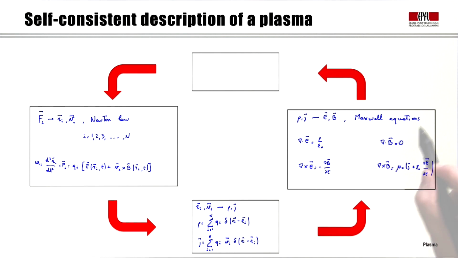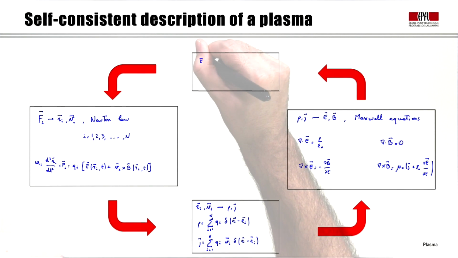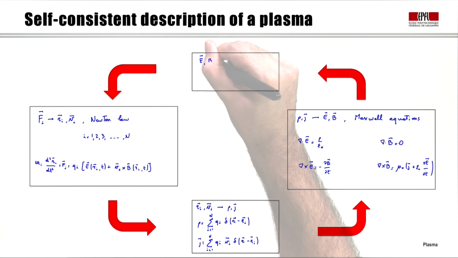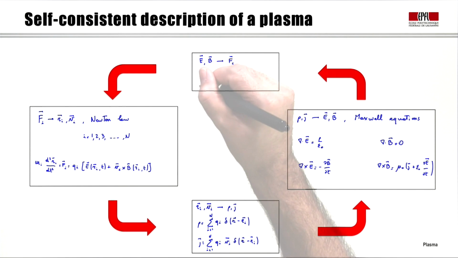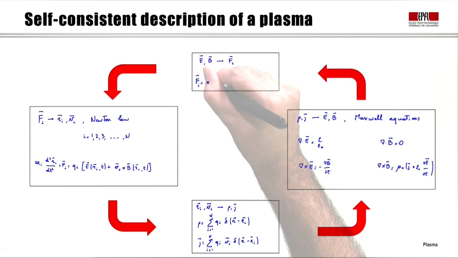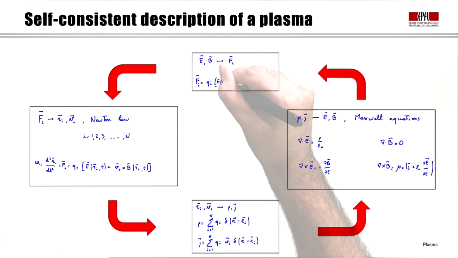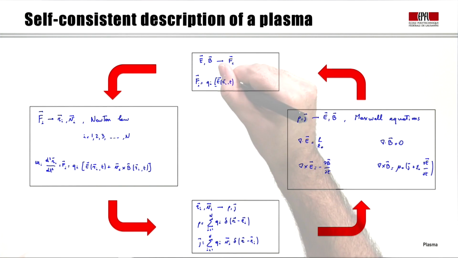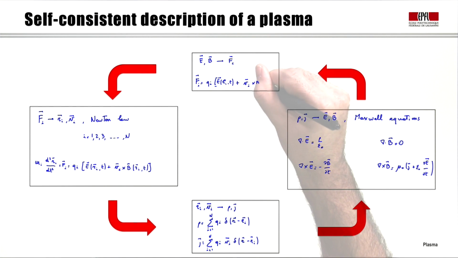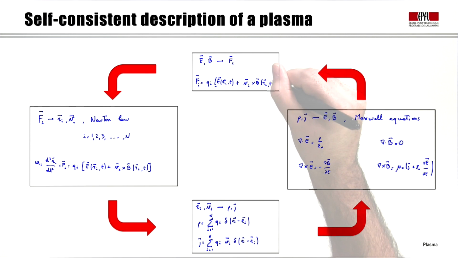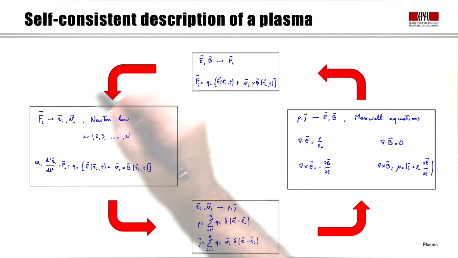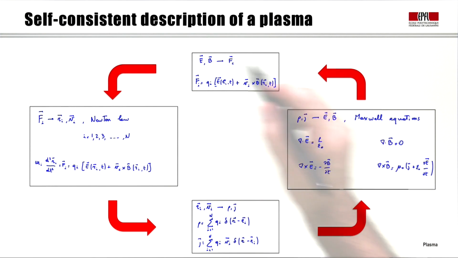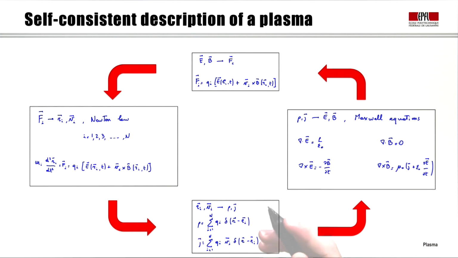Once we have evaluated the electric and magnetic field by solving Maxwell's equations, we can evaluate the force that acts on each particle. In fact, the force that acts on each particle will be given by the electric force, with the electric field evaluated at Ri, plus the Lorentz force. The system of equations that I have just described is able to represent, in the most complete way, the dynamics of the plasma.